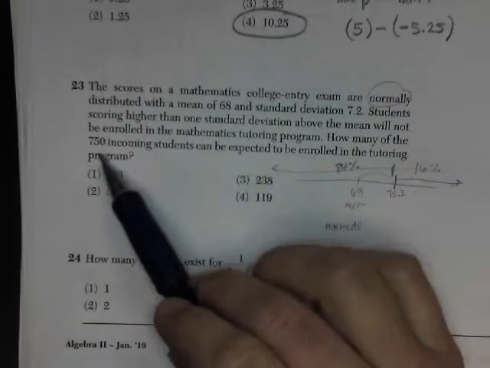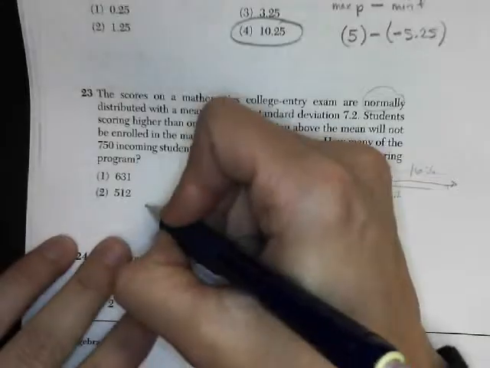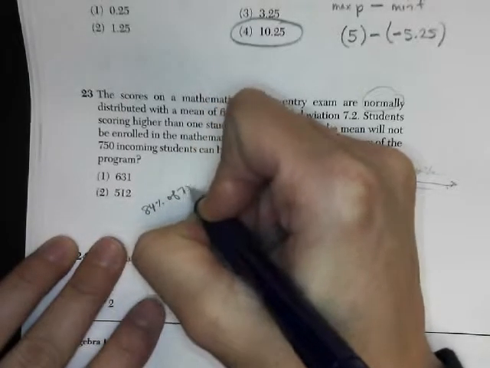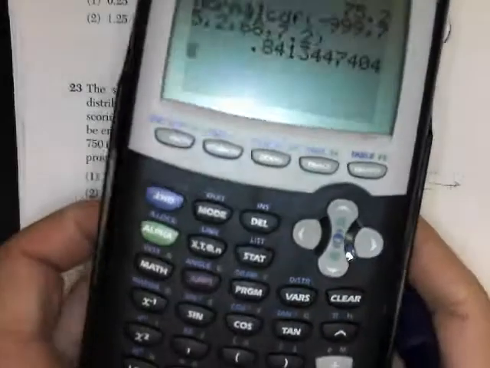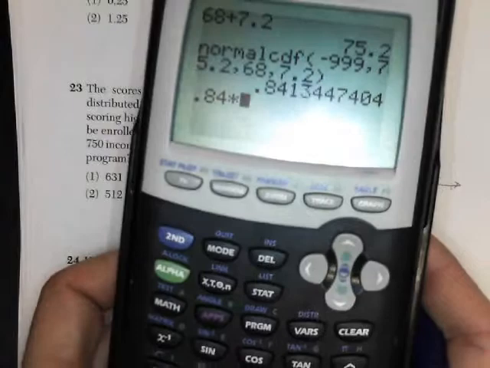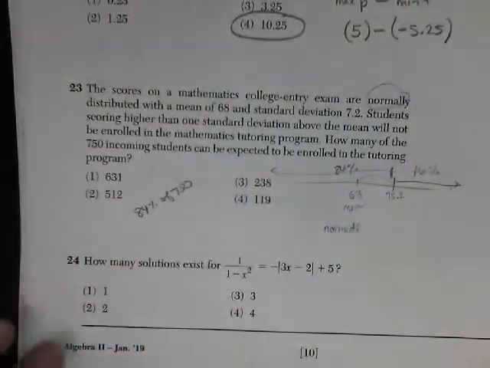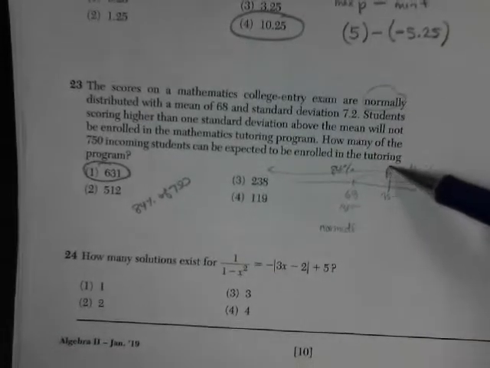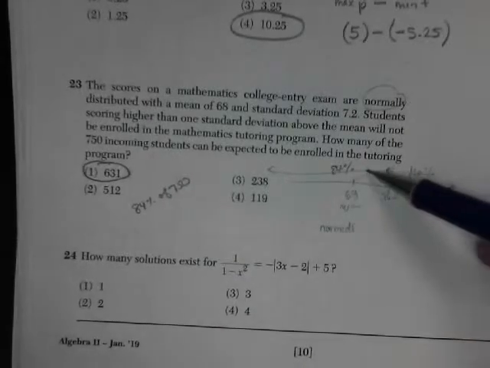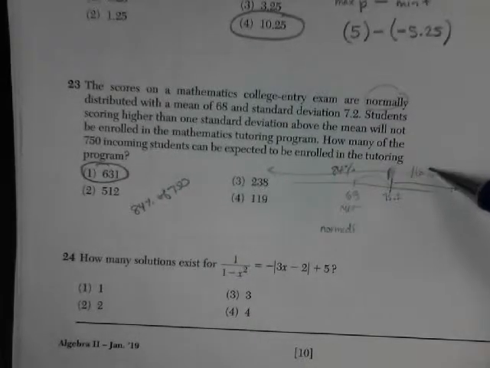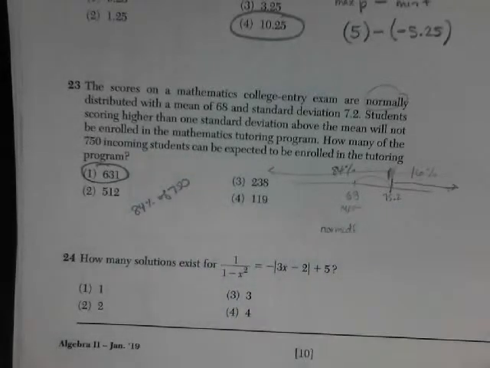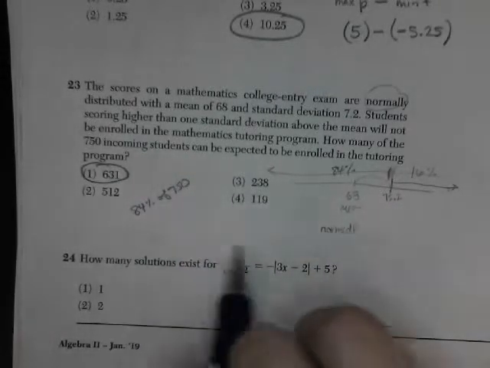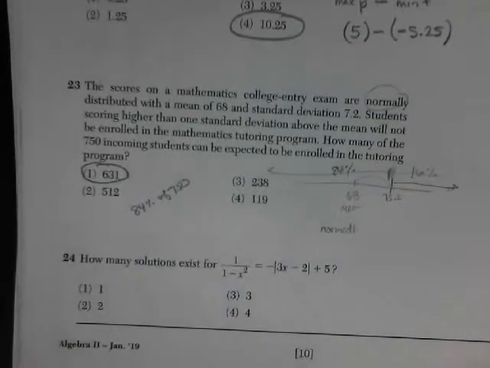So how many of the 750? 84% of the 750. 84% of 750 will get tutoring, and 84% of 750 is approximately 630 kids. So 631. I'm not sure why that was off by 1. Maybe because right at 75.2 they technically will be getting tutoring. It's just the ones above, so it says higher than one above. But there's not two close numbers, so that makes sense.